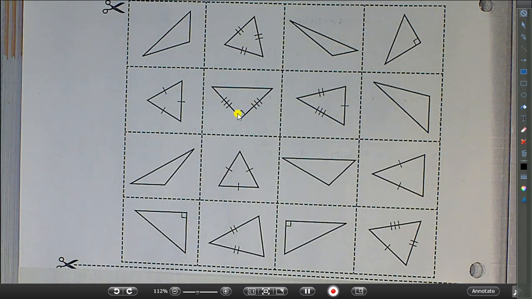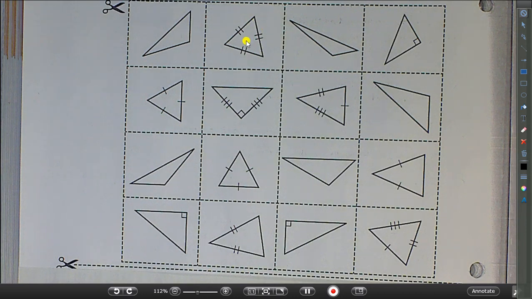This one has a 90-degree angle. This one here doesn't have any tally marks on any of the lines, nor does it have any right angles in there. So when we look at these, we might first start asking, well, why do some of them have tally marks? So if we look at this triangle here, each line has 1 tally mark on it. Why do you think that is?